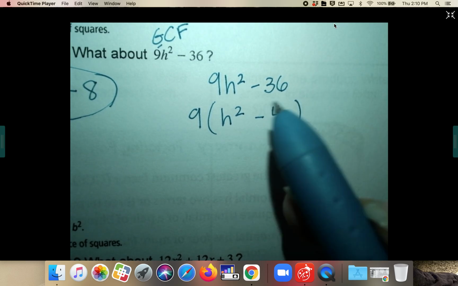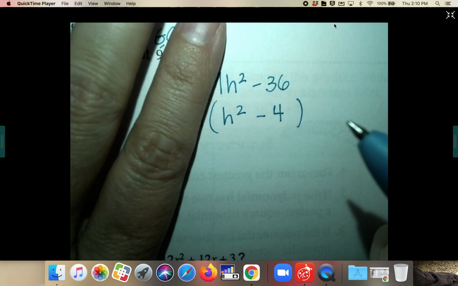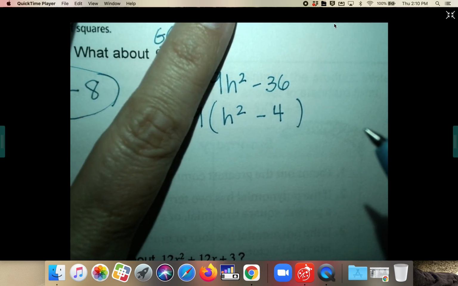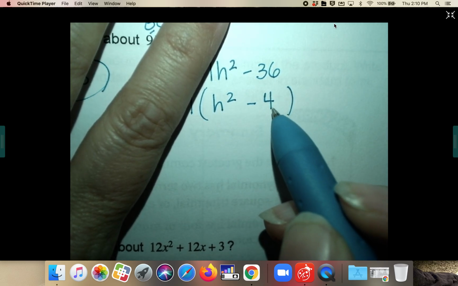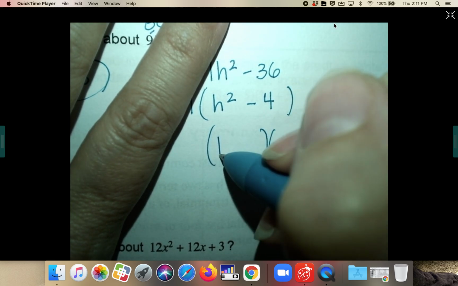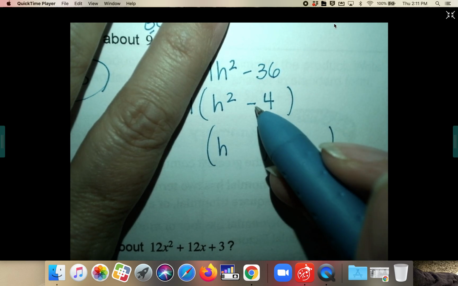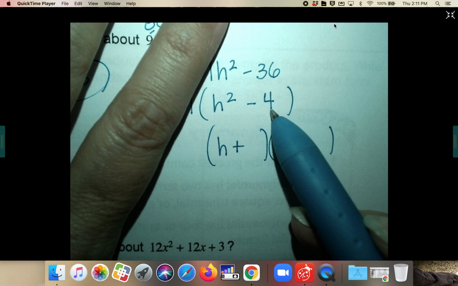Now that I have factored it down to h squared minus 4, kind of forget about the 9 for a minute. It's still there. It's going to be part of your answer, but just don't think about it for now. This is a perfect square, and this is still 2. So I understand that it's going to be an h at the beginning, and one is going to be plus and one is going to be minus, and this is a perfect square.